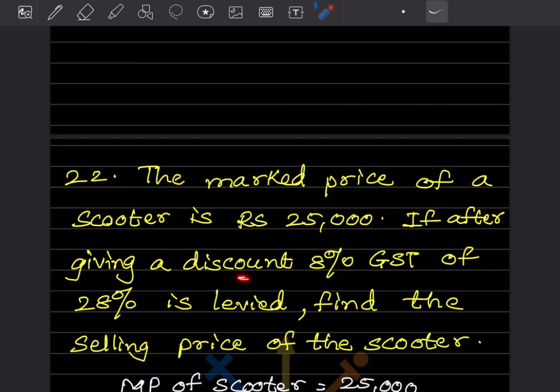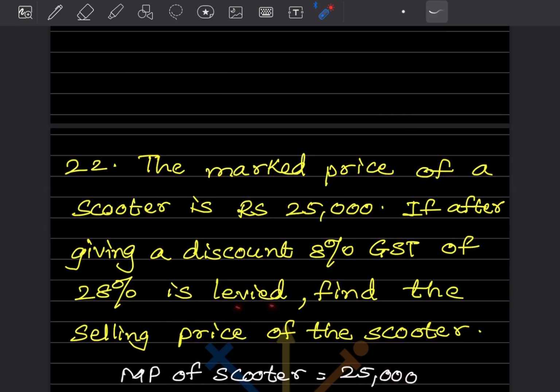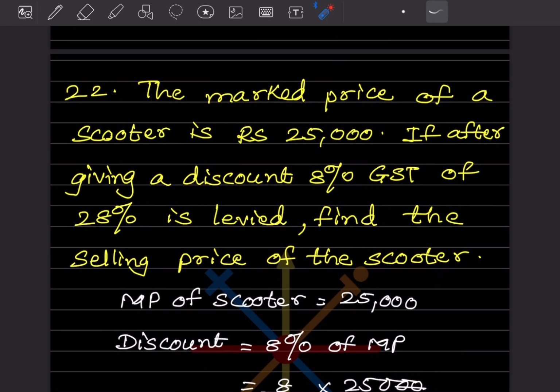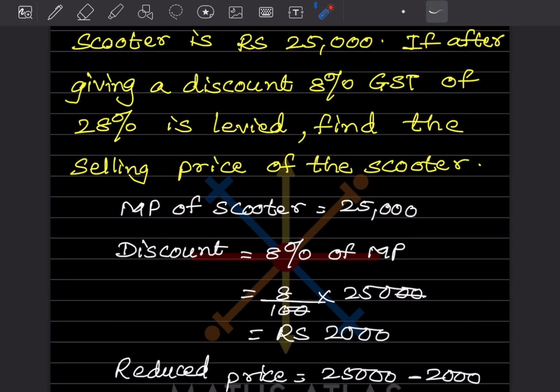The mark price of a scooter is 25,000. If after giving a discount of 8%, GST of 28% is levied, you have to find the selling price of the scooter. So the mark price is 25,000. Discount is 8% of the mark price. So 8 by 100 into 25,000. So this is going to be 2,000.